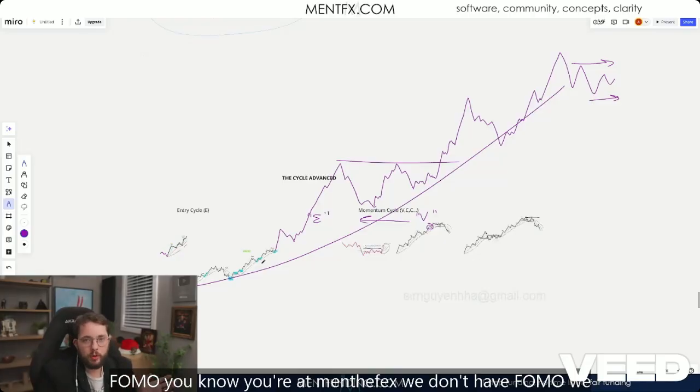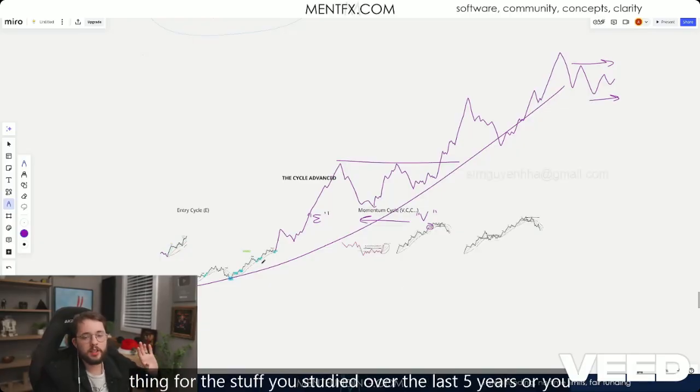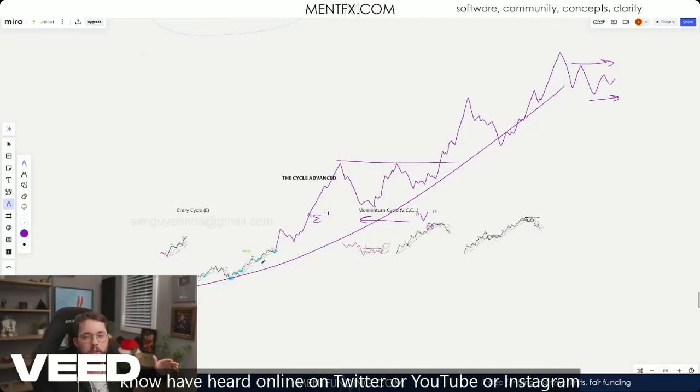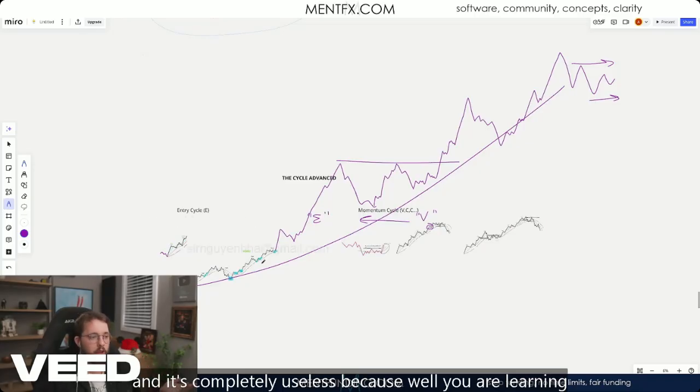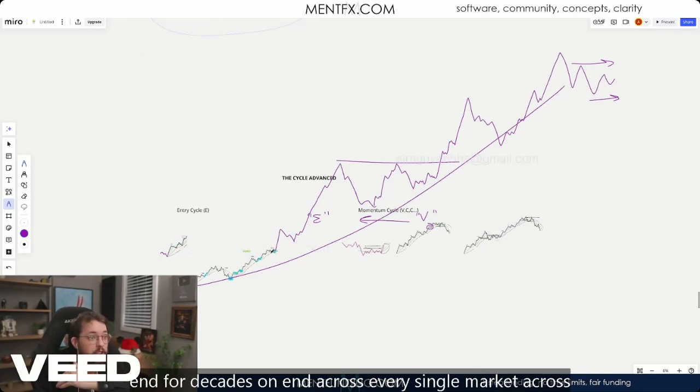We don't have FOMO. We don't think about that. It's just useless. That's a thing for the stuff you studied over the last 5 years, or have heard online on Twitter or YouTube or Instagram, and it's completely useless because you are learning fundamentally how markets move, how they do this for years on end, for decades on end, across every single market, across multiple timeframes, across clear markets, and how many opportunities are created.